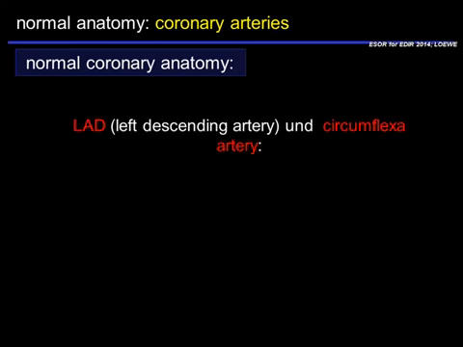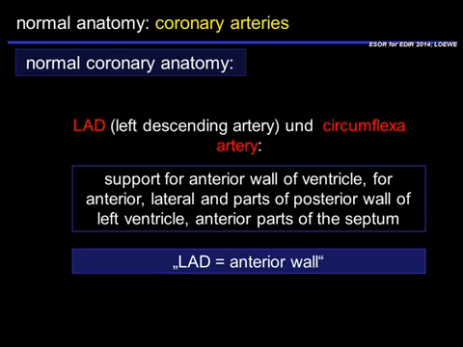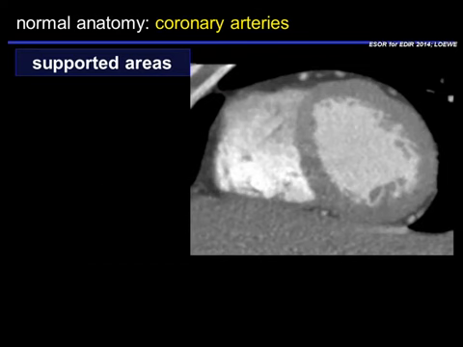And then we have the left coronary system consisting of the left anterior descending artery, the LAD, and the circumflex artery, supporting the anterior wall of the left ventricle, the anterolateral and parts of the posterior wall of the right ventricle, and even the anterior parts of the septum. So as a rule of thumb, the LAD means the anterior wall. Any changes at the myocardium in the anterior wall are due to changes at the level of the LAD.